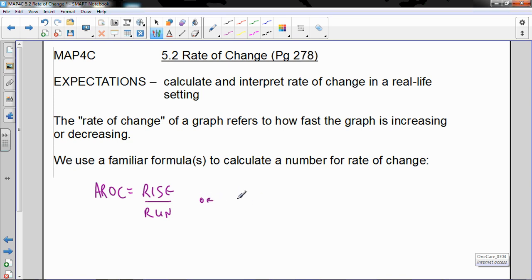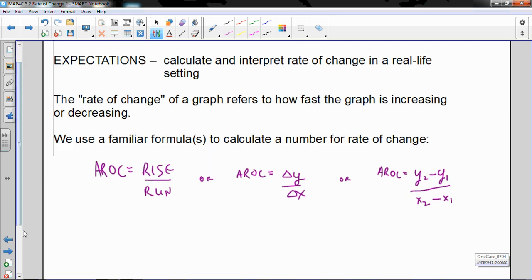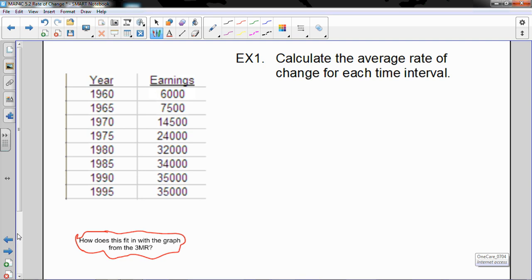Or we sometimes went change in y over the change in x, right? Where we drew a triangle on the graph and went rise and run, change in y, change in x. And sometimes if we were given a table or maybe even points, we use this little formula, y2 minus y1 over x2 minus x1, and we've seen this already this year. That's the average rate of change formula. So let's see it in action. Calculate the average rate of change for each time interval.